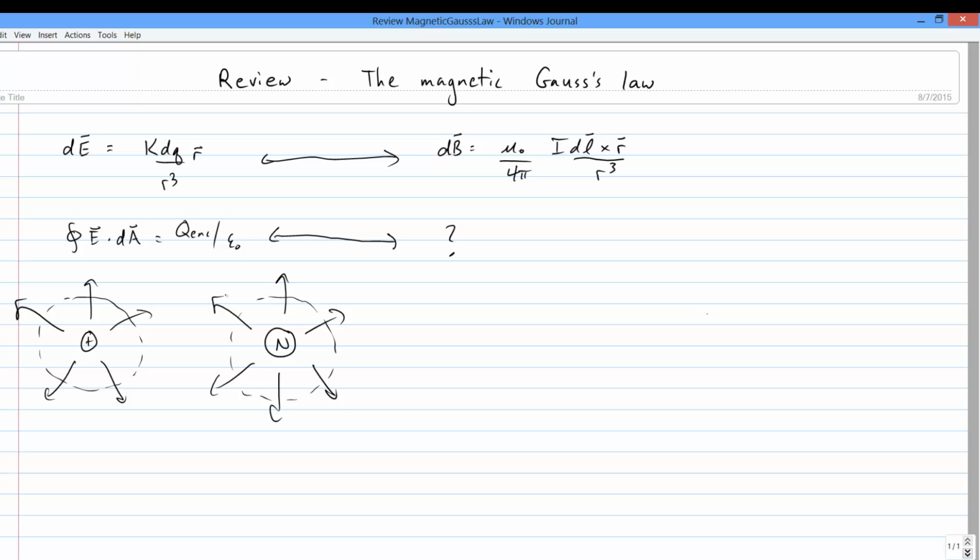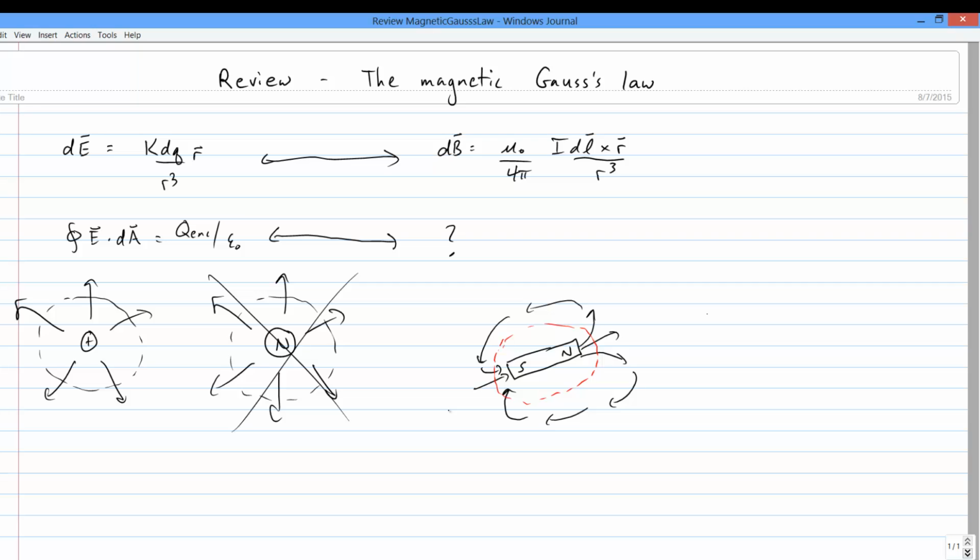Instead, you have things like bar magnets that have norths and souths, such that if you enclose the magnet with a shape, you get as many field lines going in as you have going out, which leads to zero net flux.